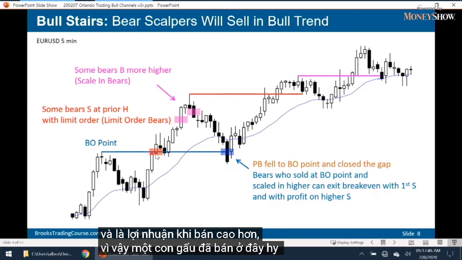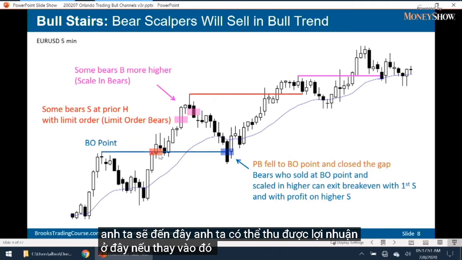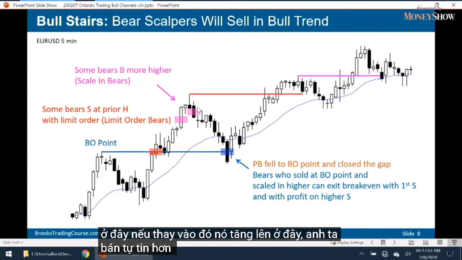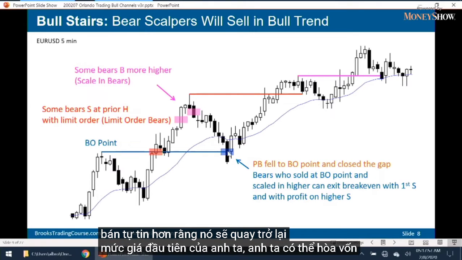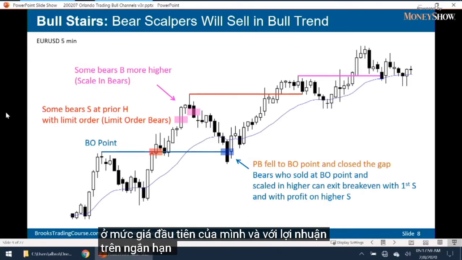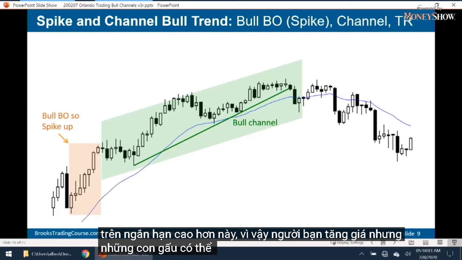So a bear who sold here was hoping it would go here. He could take a profit down here. If instead it goes up here, he sells more, confident it'll come back to his first price. He can get out break even on his first price and with a profit on his higher short. So bull trend, but bears can short.